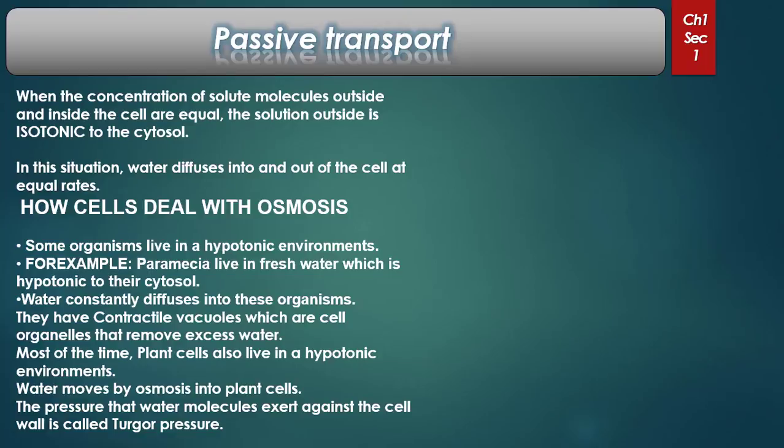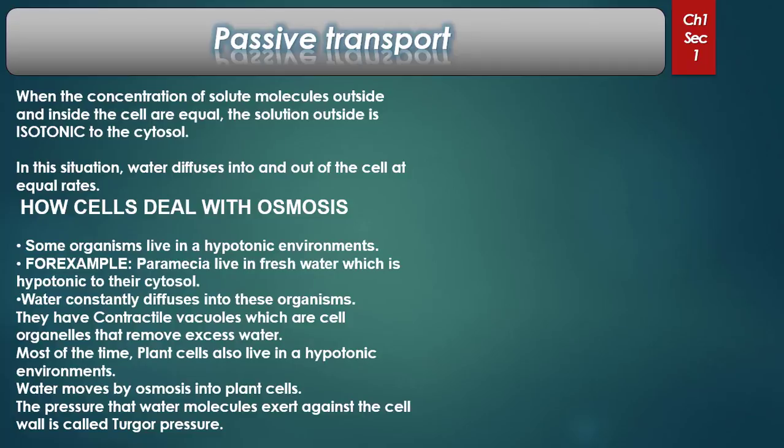Some organisms live in a hypotonic environment, for example, paramecium. They live in fresh water, which is hypotonic to their cytosol. So what does hypotonic mean? Hypotonic means water moves into the cell a lot, okay? So when water moves a lot into the cell, it gets bigger, and eventually, if nothing controls that cell, it will just boom, okay? So if all of our cells are in water, how can we solve this problem? We're not just gonna let all of our cells die, okay?